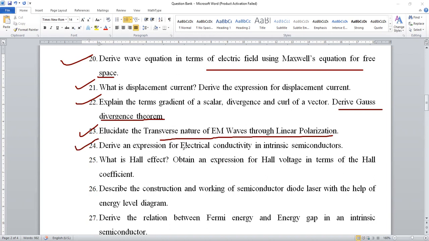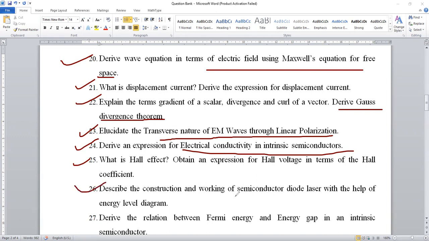Derive an expression for electrical conductivity of intrinsic semiconductor. Write down the expression as well. What do you mean by Hall effect? Obtain the expression for Hall voltage in terms of Hall coefficient. You might have heard about Hall effect sensors. Explain the phenomenon.